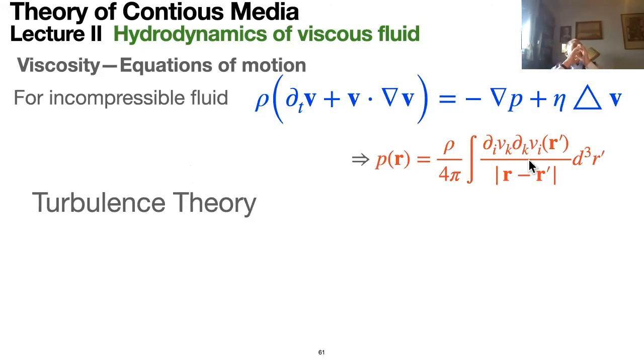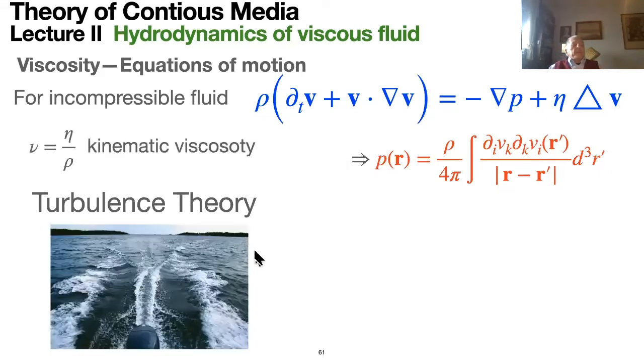Why have I written that right now? This is because incompressible viscous fluid dynamics is the base of one of the problems in science that still bothers us. This is called the turbulence theory. We will be talking about the turbulence theory at the end of the viscous fluid physics, but this is a proper point for mentioning it.